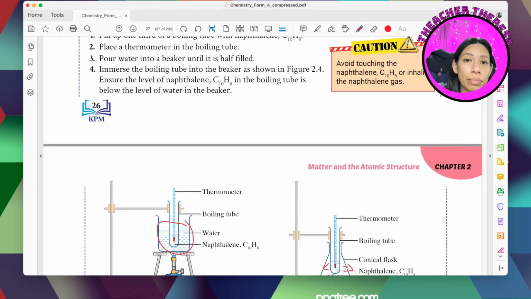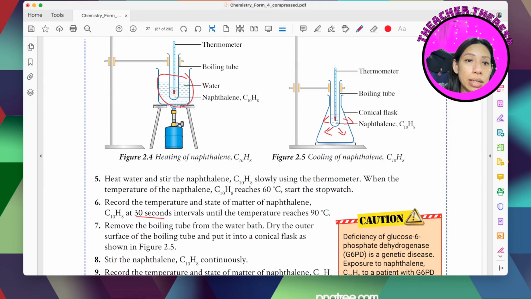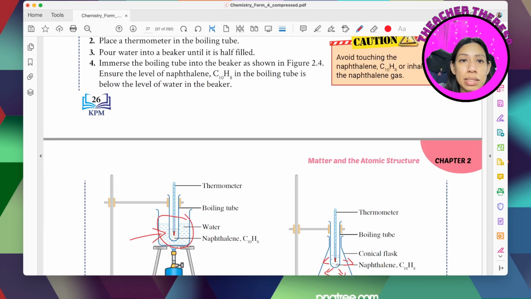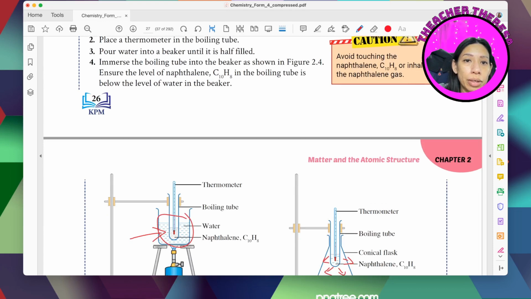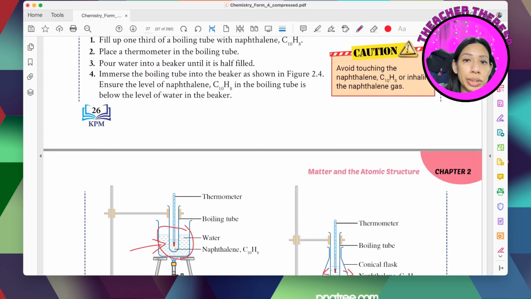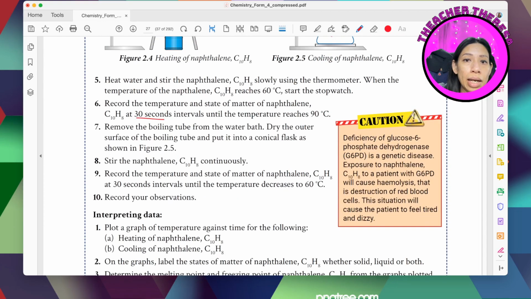Now, the important point is you must have a water bath. Normally a water bath is used when you want to heat any substance with a low melting and boiling point, right? So the heat is transferred from the water to the substance. Now your reading is collected every 30 seconds until it reaches 90.